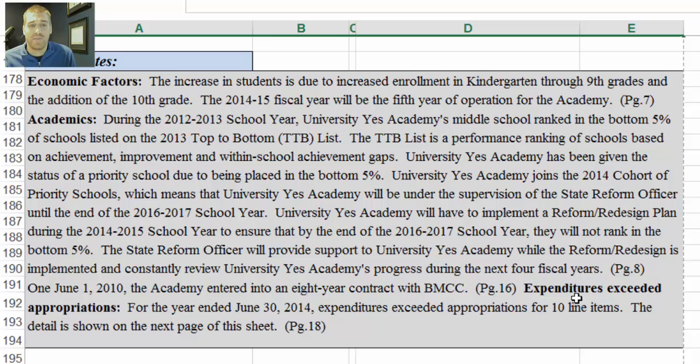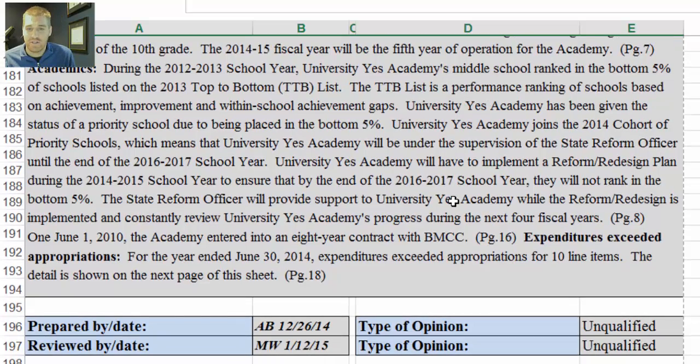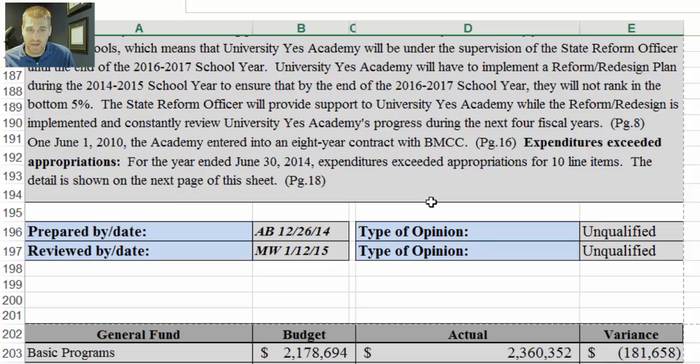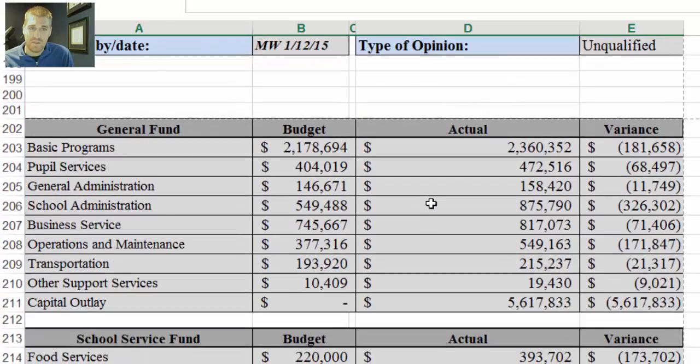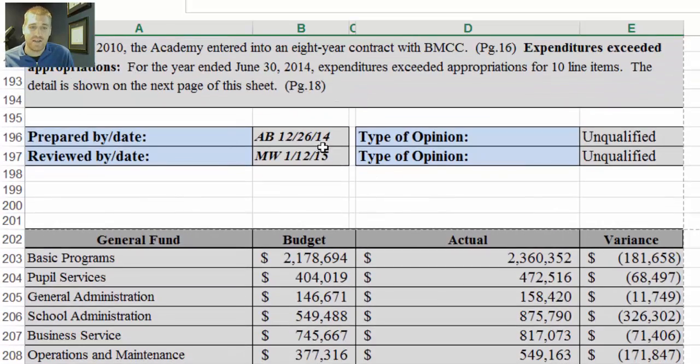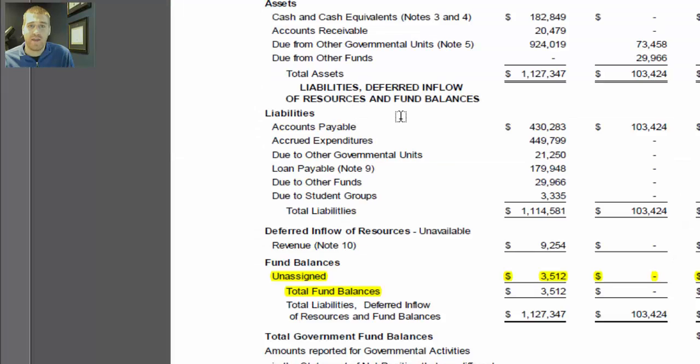And then expenditures exceeded appropriations. Before we finish up, for June 30th, 2014, expenditures exceeded appropriations for 10 line items. So originally I didn't have this on here because the sheet's supposed to be 4 pages, but I did include it for you. This is from page 18 of the audit, so I'll show you that real fast.